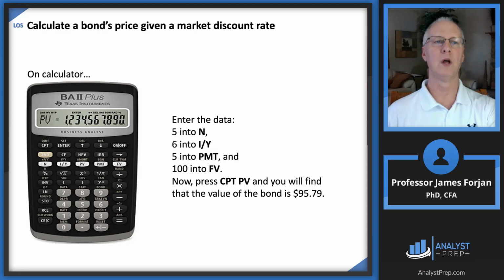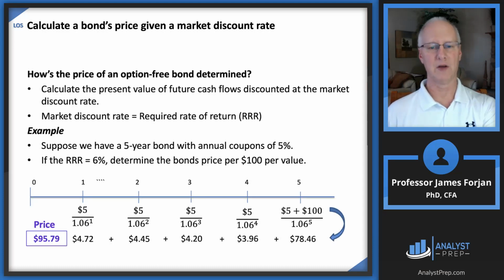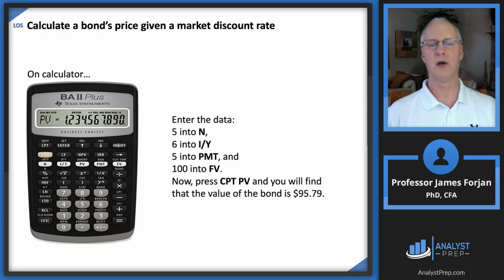Remember, there is no ANN button on the financial calculator, which would be the annuity, because look, that $5 is a regular old ordinary annuity. There is no ANN button, but it is the PMT button. And then 100 is future value. Now remember, you guys who have the BA2 Plus, you have to hit compute present value. Those of you who have the 12C, just hit the present value button and you'll get that same 95.79.